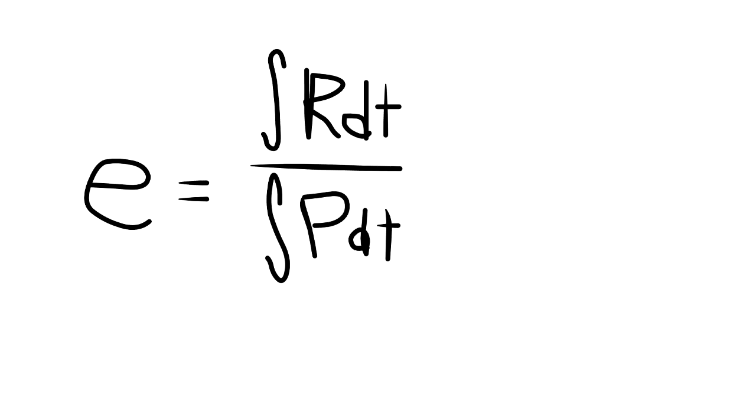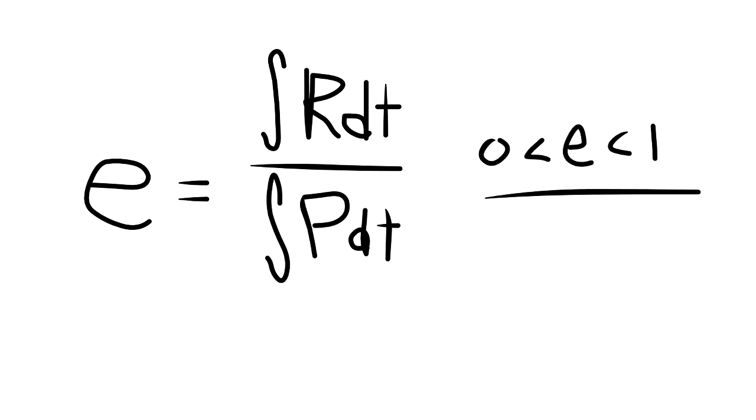The coefficient of restitution e is now defined. It is defined as the impulse due to the restitution force divided by the impulse due to the deformation force in an impact. It can range from 0 to 1. A value of 0 denotes a perfectly plastic impact, while a value of 1 denotes a perfectly elastic impact.